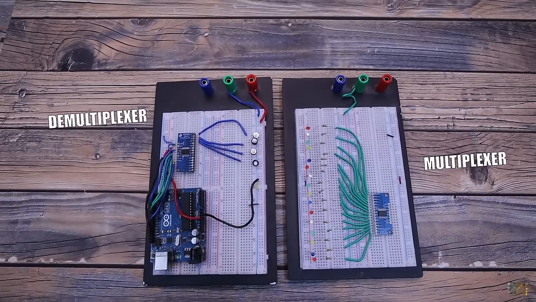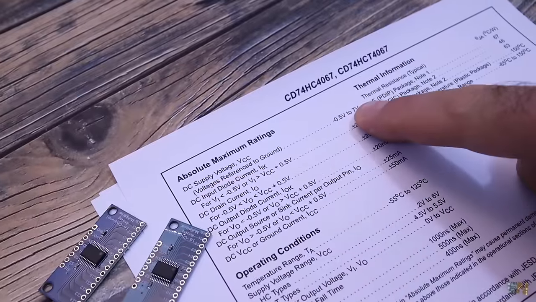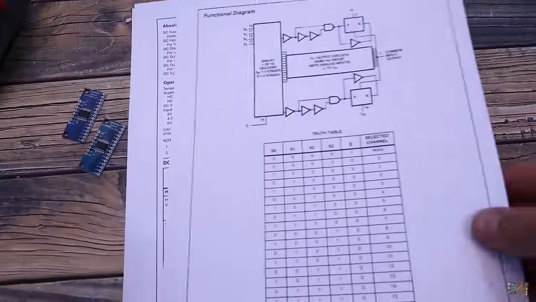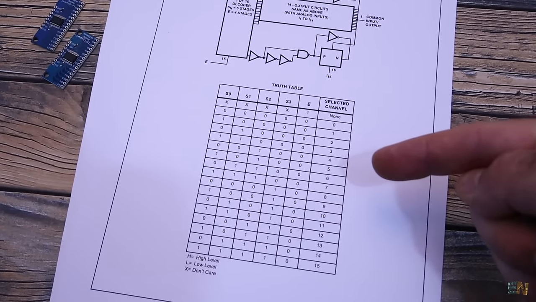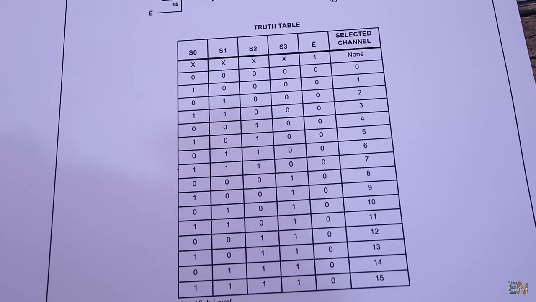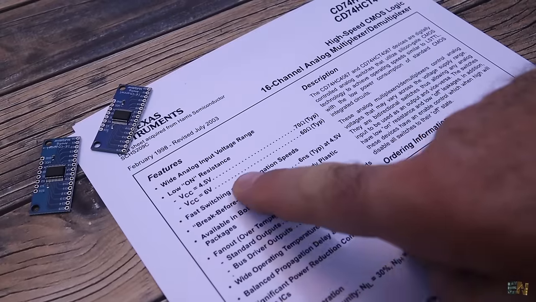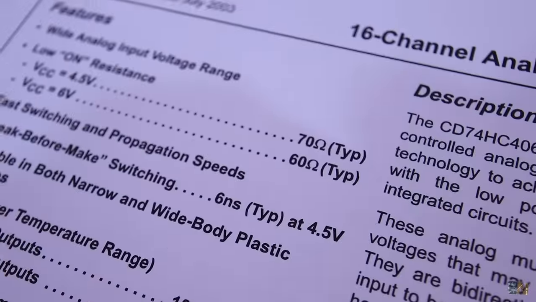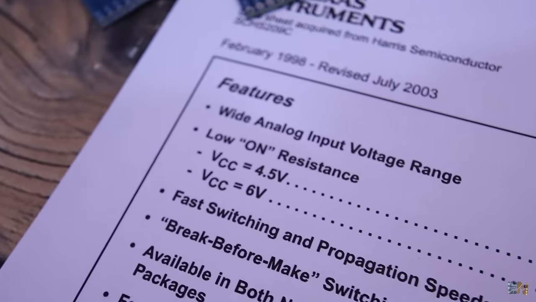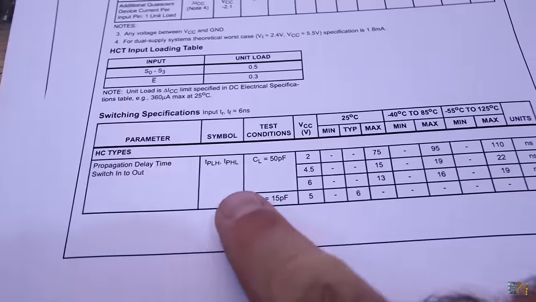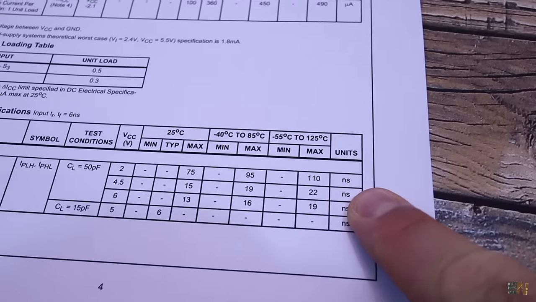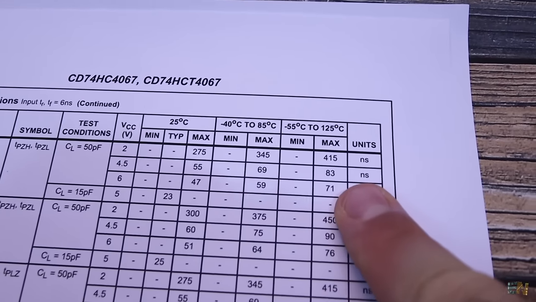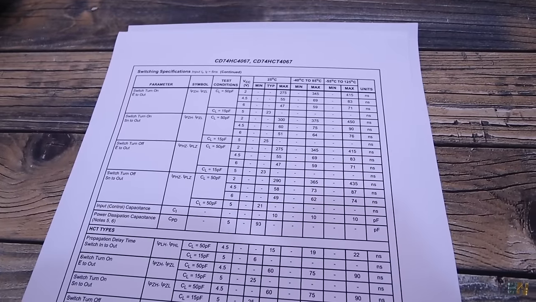Okay, some things to have in mind. This module works with voltages up to 7 volts. And this is the truth table for each output according to the S0 to S3 pins. The on resistance between the signal pin and the output is 60 to 70 ohms at 5 volts, which is quite high, but working with digital signals is okay. Also, the propagation delay between the switch in and out is around 90 nanoseconds. And the turn-on delay could be up to 375 nanoseconds as well, so that might limit your frequency.